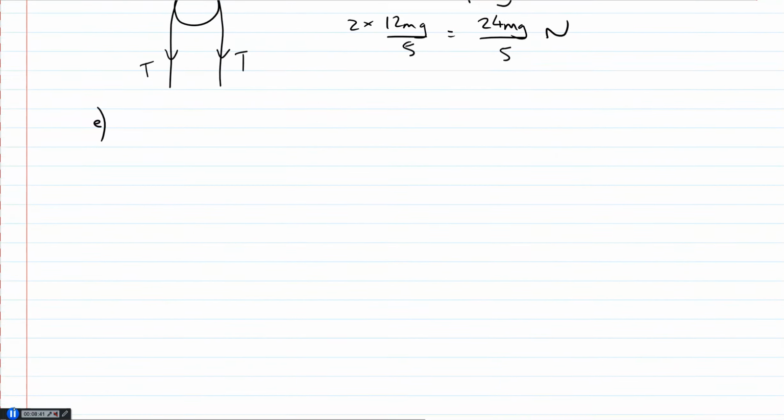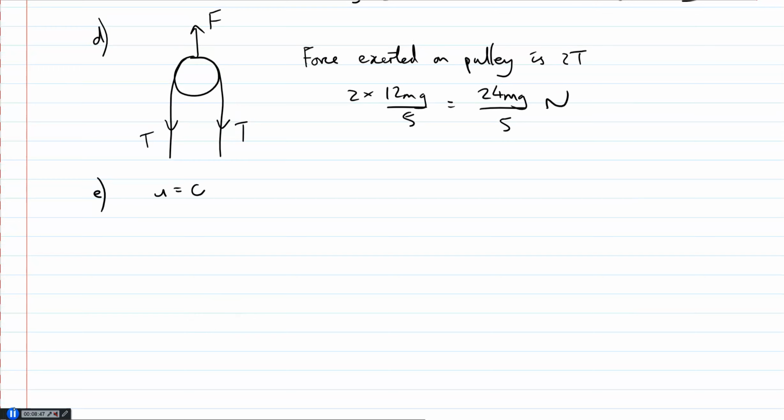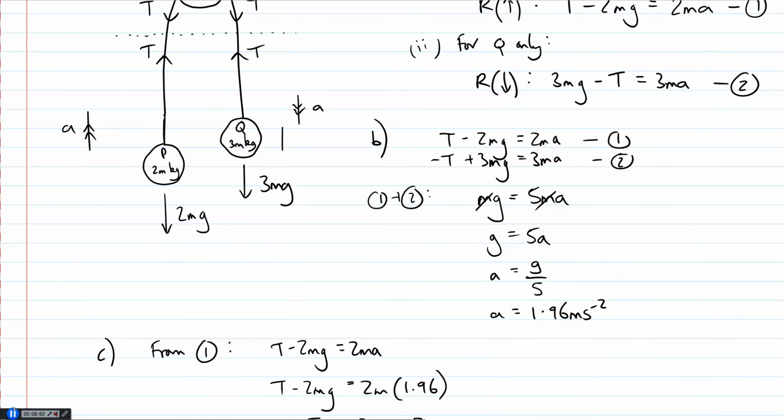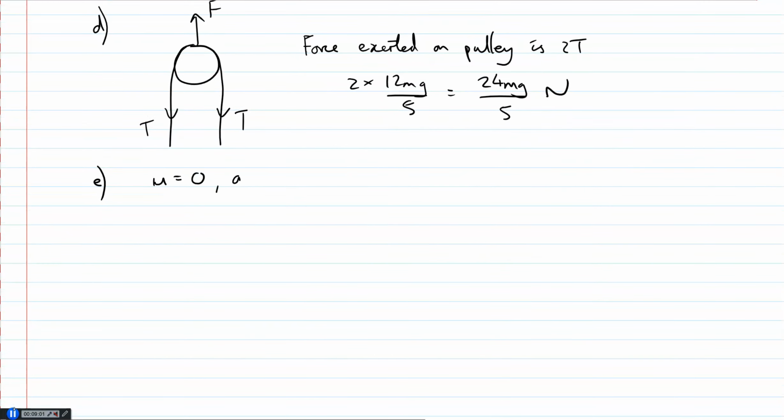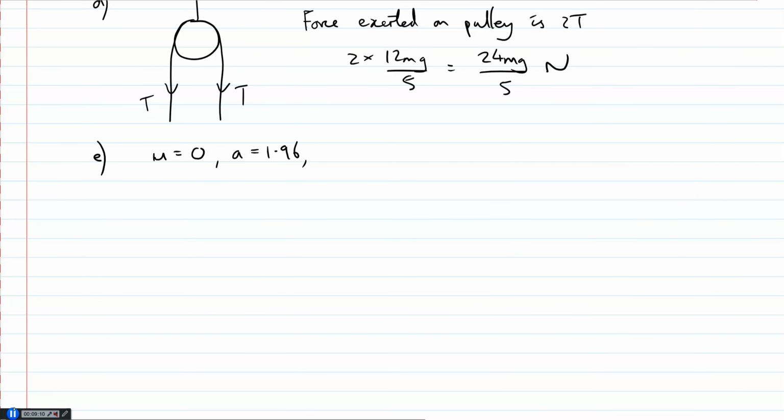So I'm trying to find a distance, so this feels like a kinematics question. Initially Q is stationary, so U is 0 meters per second, acting downwards. The system starts moving with the acceleration we know, so A is 1.96. T is 4, because we're asked for the first 4 seconds of its motion, and we're asked for its distance, that's S. So there's our 4 things that we have. We don't have V, we don't need V.